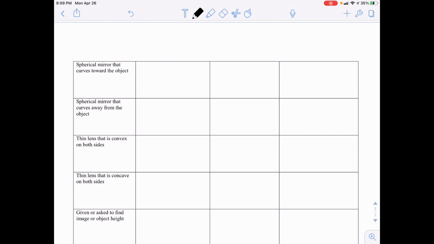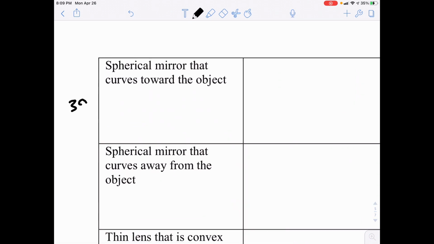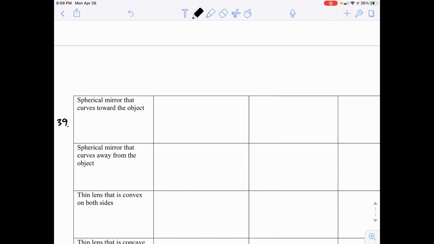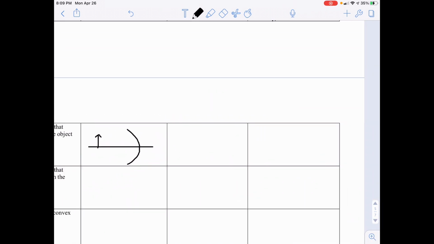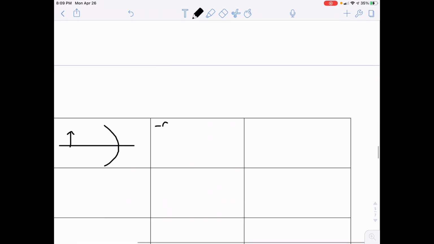Now in 39, we have a mirror that's curving towards an object. So the object is going to be represented by an upright arrow. Let's say we have a mirror that's curving towards an object like this. Well, this would be a concave mirror.